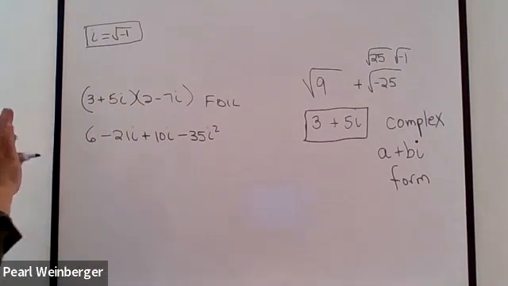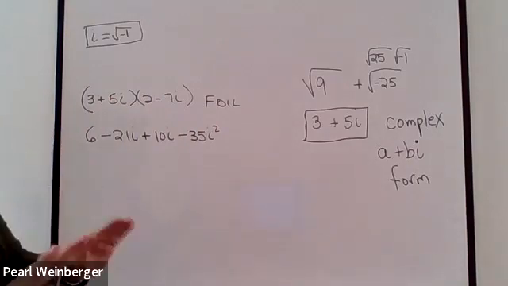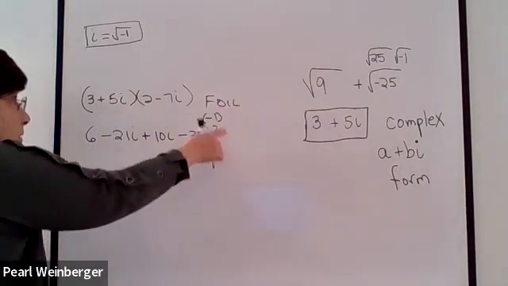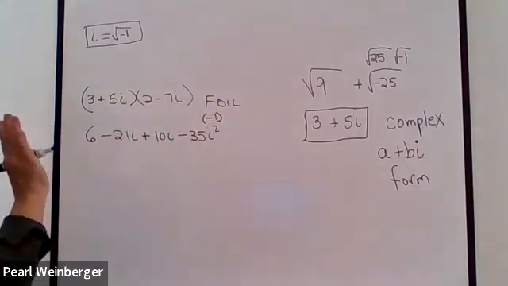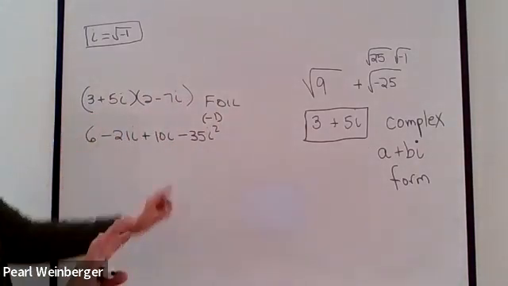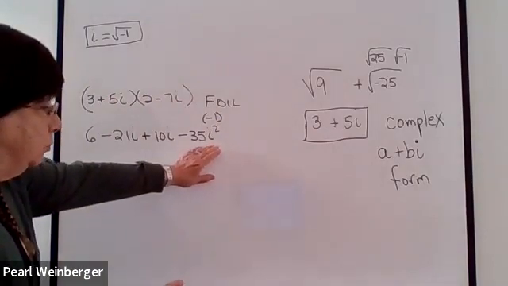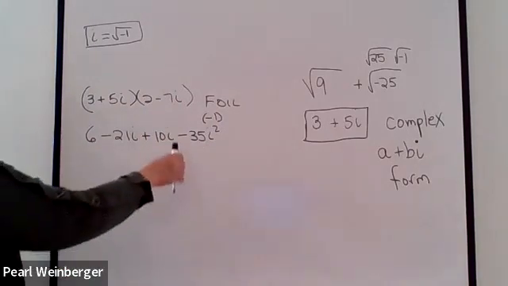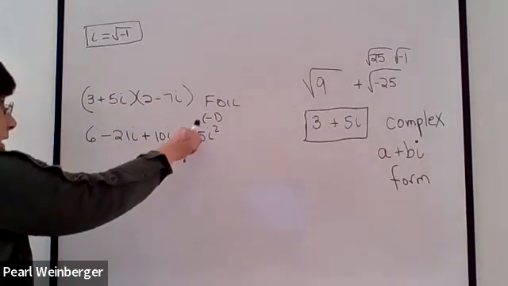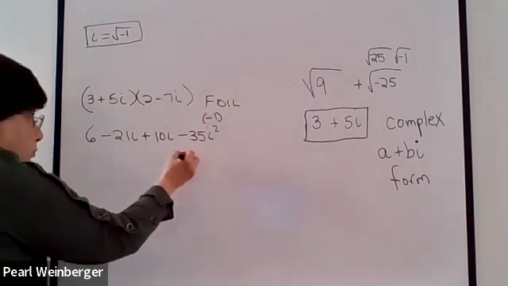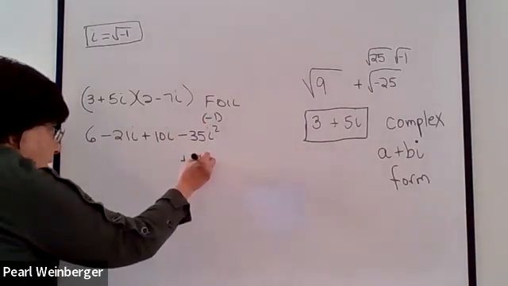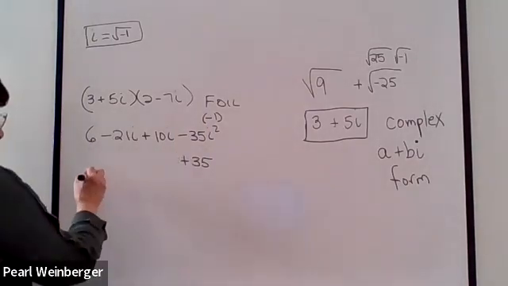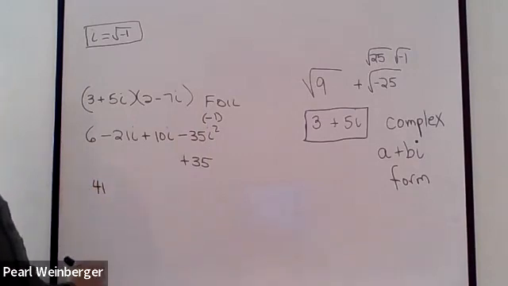Remember what I also told you. Anytime you see an i squared, you're going to replace that i squared by -1. You don't replace i, you leave your answer with i, but you do not leave an answer with an i squared, because i squared is the real number -1. So I'm going to take this -35 and multiply by -1, which will give me plus 35. And now I combine my like terms. The 6 and the 35 can be added. That will give me 41.